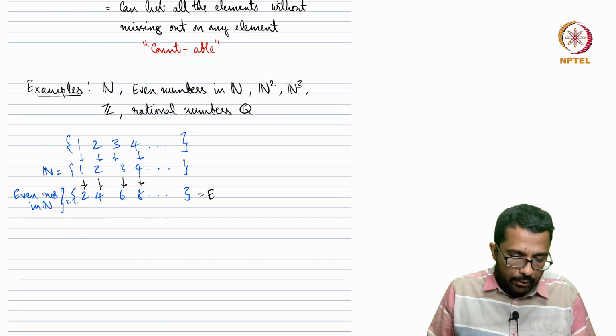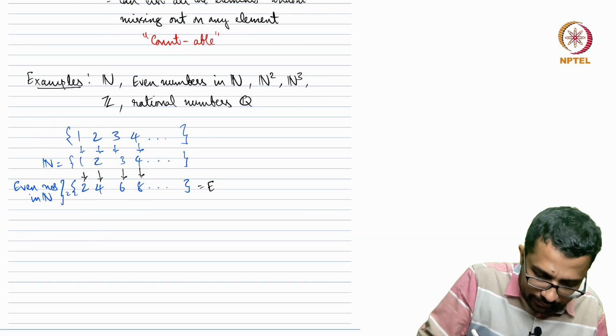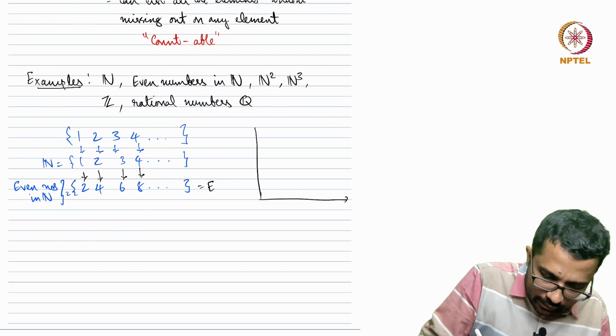So maybe now the next thing is to consider n squared. By n squared I mean the grid.